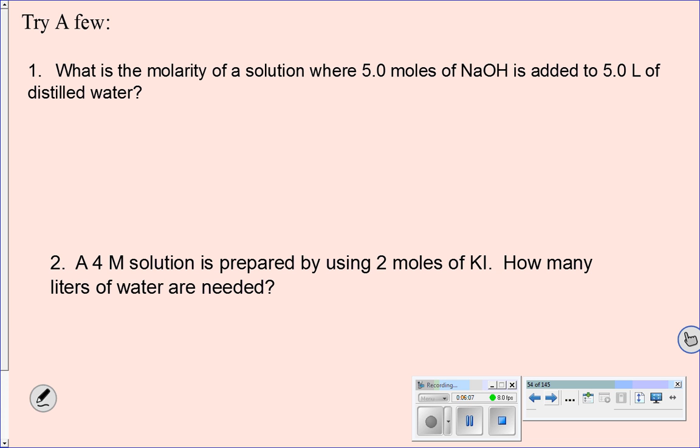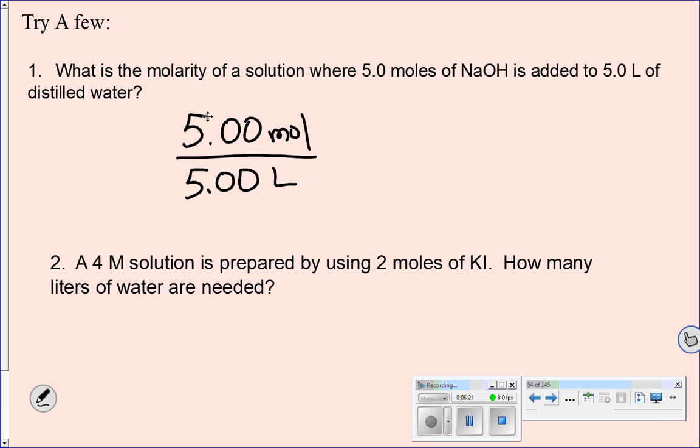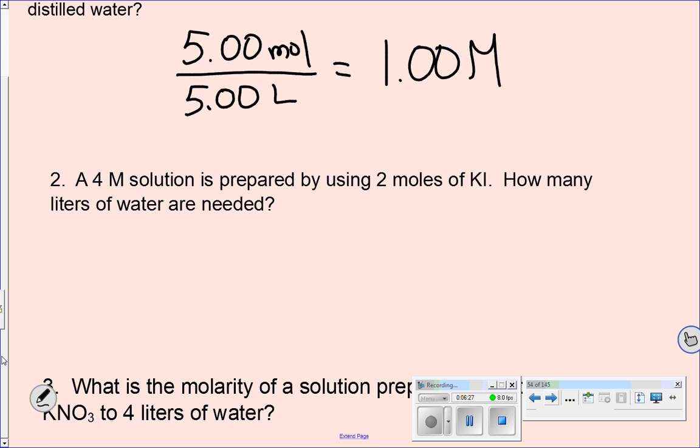So you can go ahead and try these 3 questions, pause the video for a moment, and I'll put the work up. So question number 1, we've got 5 moles over 5 liters, which will create a 1 molar solution.